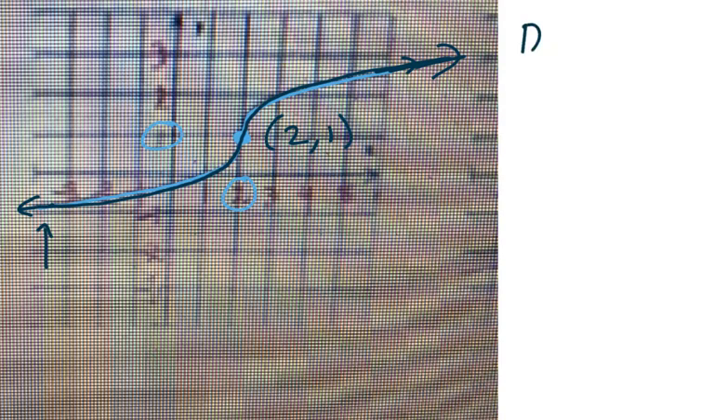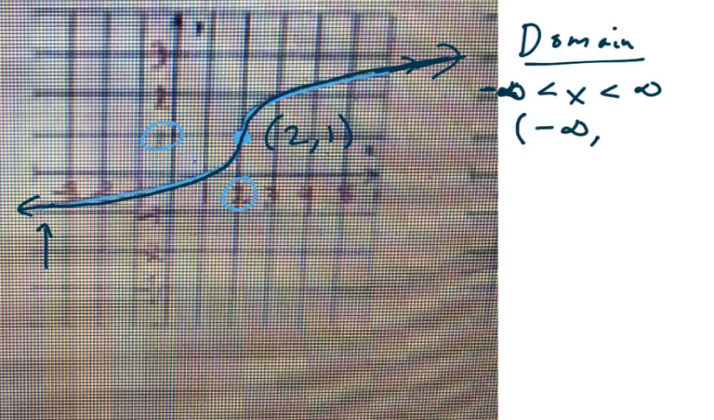So our domain, which refers to your x input values, we would say x goes from negative infinity to positive infinity. Okay? Now, let's also write this in interval notation. Interval notation is kind of cool because it's less work, less writing. We'll put a parentheses. We'll say negative infinity, comma, positive infinity.